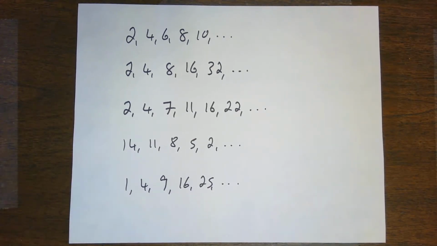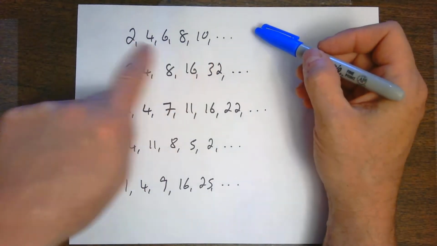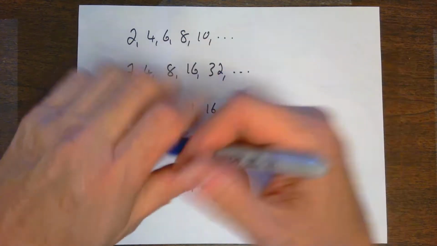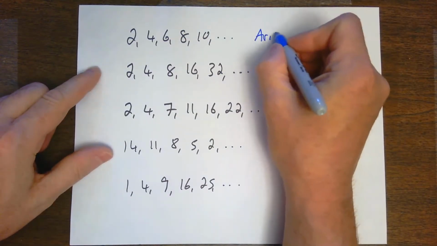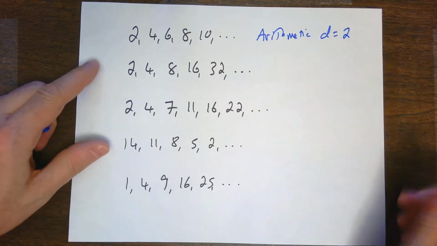So here's a bunch of different sequences. And all I want to do is take a look at them and decide which ones are arithmetic. Which ones do the terms have a common difference? So we're going to compare terms. So on the first sequence here, 2, 4, 6, 8, 10. Notice it goes up by 2, up by 2, up by 2, up by 2. This is arithmetic. The common difference is 2.